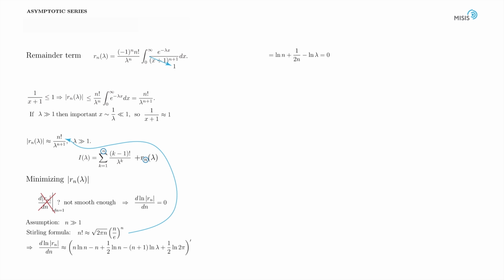This equation is easy to solve by consecutive approximations. By assumption n is large, so let's drop the 1 over n term for now. As a result, n is equal to lambda. So the initial assumption is satisfied. Now let's find the correction. We represent n as lambda plus some small correction delta n.